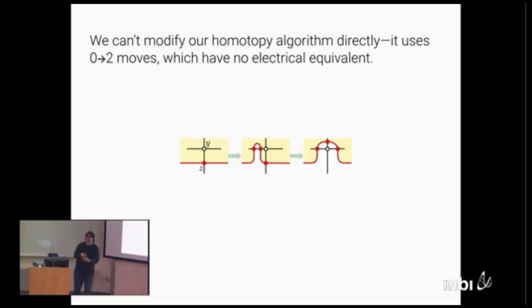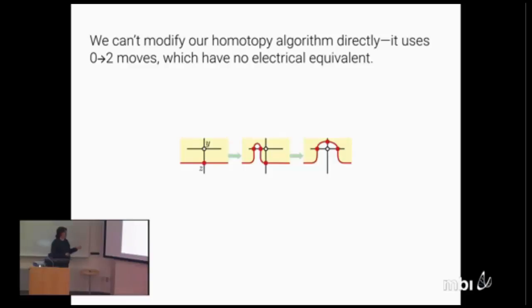leverage that directly to produce an electrical reduction algorithm, because the algorithm requires these moves where I introduce vertices using a type 2 move. And there's no electrical equivalent of introducing a bigon. So at some level, we have to step back and say, well, what should we do?